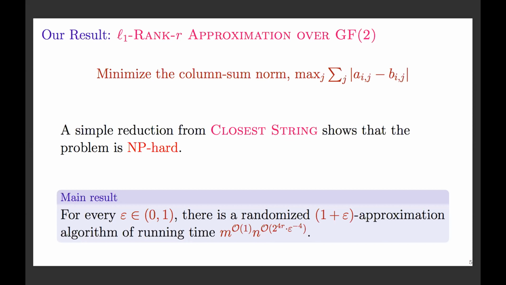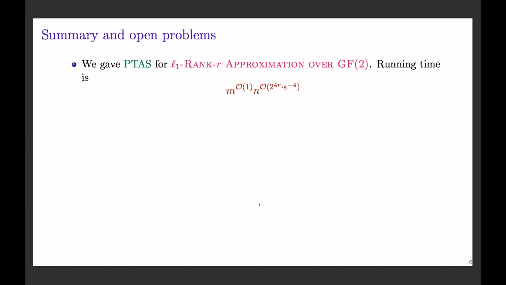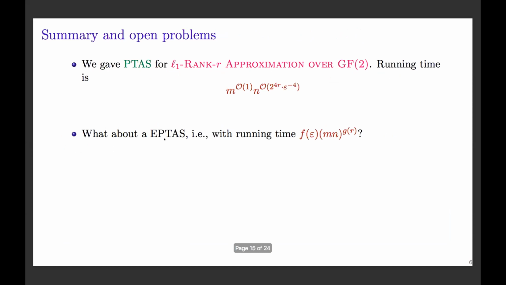So this is the main result in the paper. Okay. And so I just summarize the result here. And if there is a couple of minutes, I will just give you a proof outline. So we proved a PTAS for the problem. And naturally one can ask, can we get an algorithm of running time f of epsilon into m times n to the power some function g of r, or can we remove epsilon from the exponent?